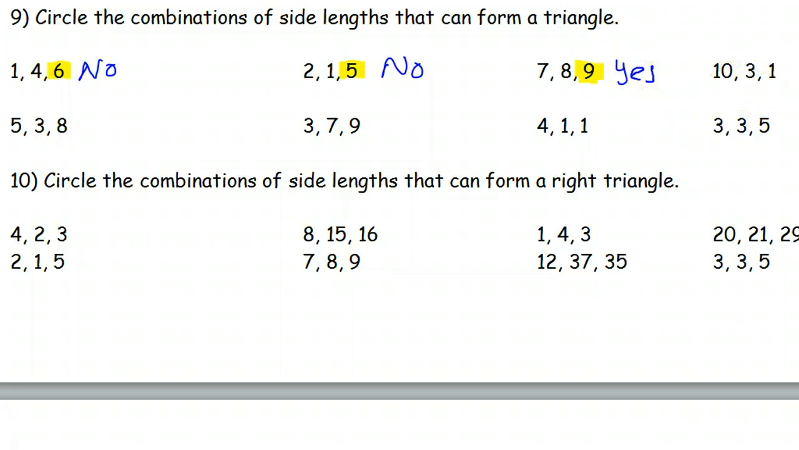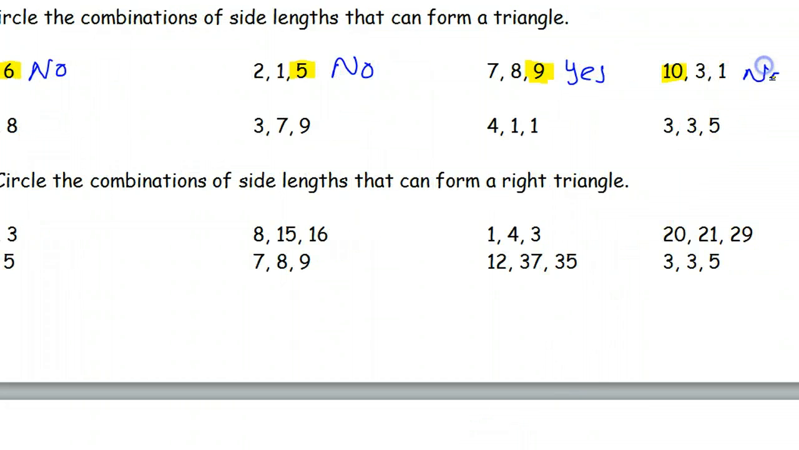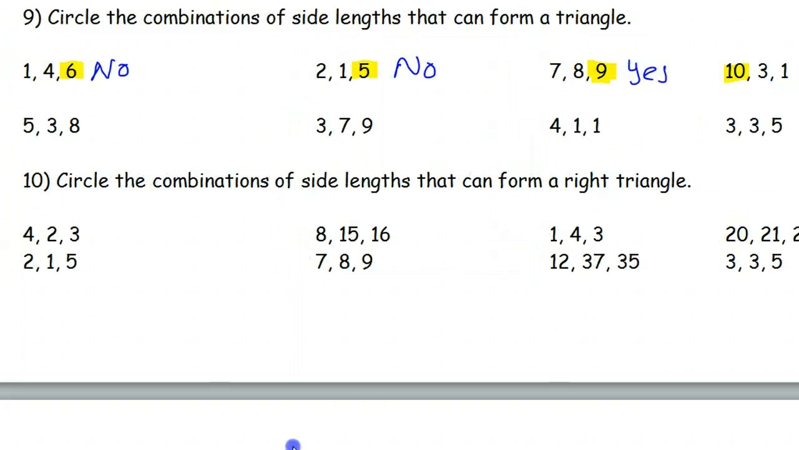How about this one? The biggest side is 10. 3 plus 1, that's only 4. That's less. They'll never touch. That's a no. What about this grouping right here?